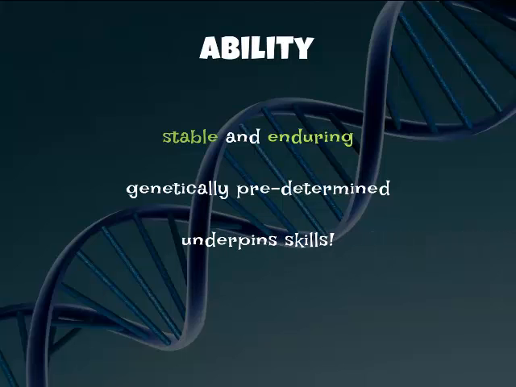It also underpins skills. So if you remember last lesson, if we were building a house, ability needs to be on the base layer. You need to have certain abilities before you can perform certain skills. So you need to be flexible before you can perform a cartwheel.